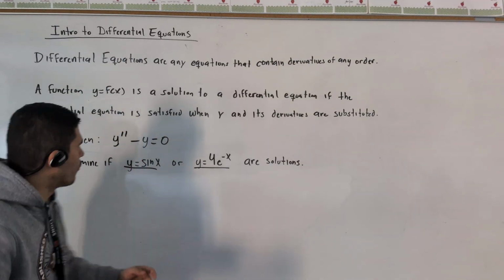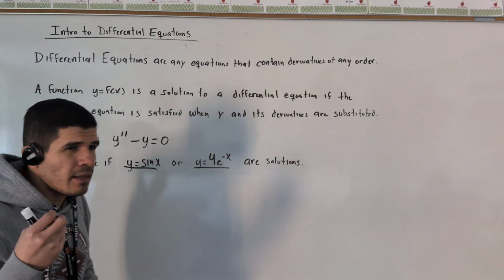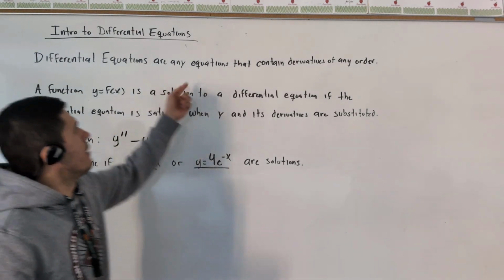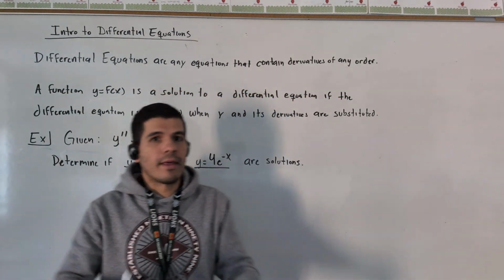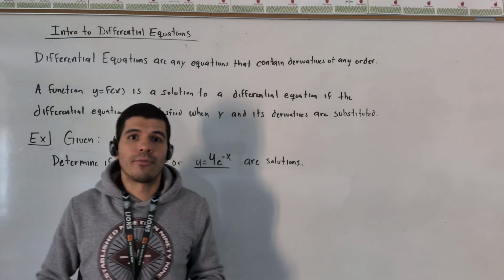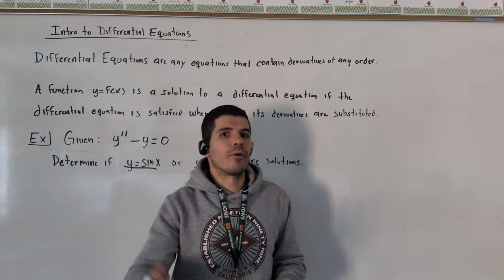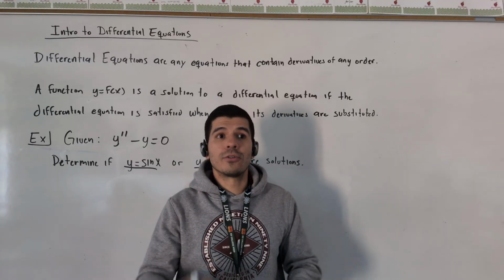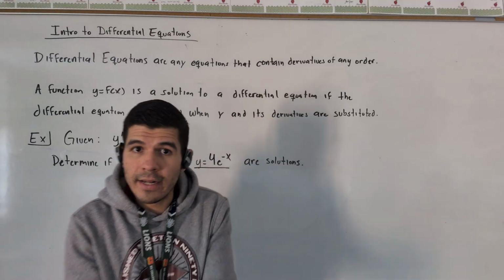It is an equation. Number one, it has an equal sign. And number two, why is it a differential equation? It has a derivative. Remember how the definition says derivatives of any order? What that means, it could be the first derivative, the second derivative, the third derivative. That's what an order is, right? So the first derivative will be known as the first order, second derivative, the second order, and so on and so forth. Okay? So that's what a differential equation is.